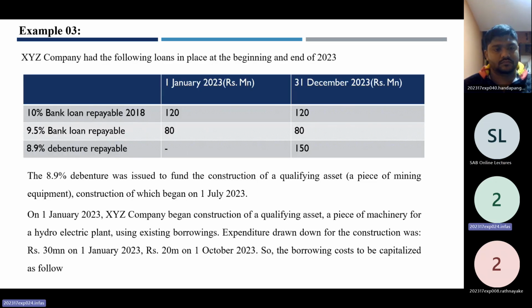As when we take this example, the company borrowed a 10% bank loan on 1st January 2023 and another bank loan of 80 million. And the company issued a debenture, and from that the company borrowed 150 million of funds, and that 150 million the company used to construct a qualified asset, a piece of mining equipment, and the company is constructing a piece of machinery, hydro plant equipment.